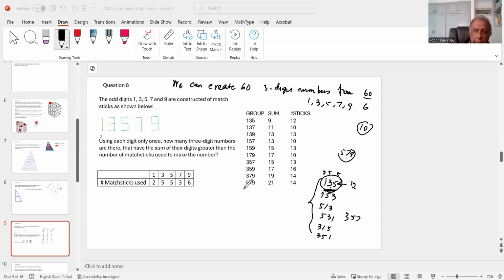135 is not repeated anywhere. And if you just work out the groups, then you will see that there are 10. 1, 2, 3, 4, 5, 6, 7, 8, 9. There are 10 groups, and each group can be turned around in 6 different ways to get 6 new numbers. And altogether, you'll get 60. But there are 10 groups. Okay, so I'm interested in the group right now.